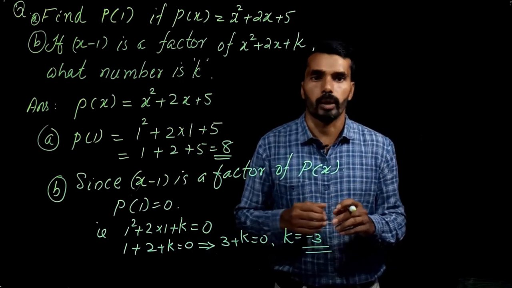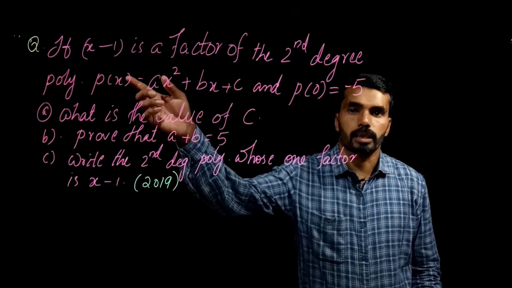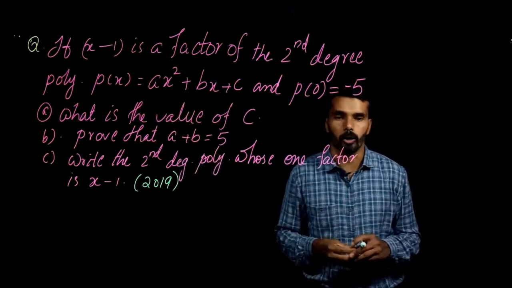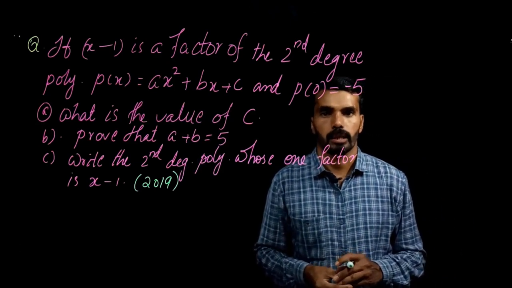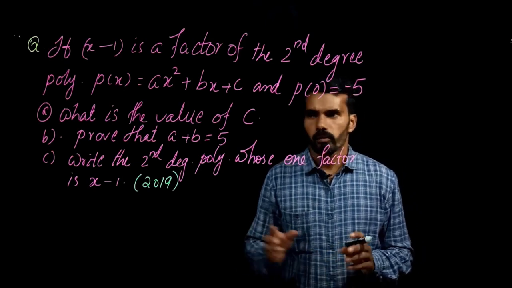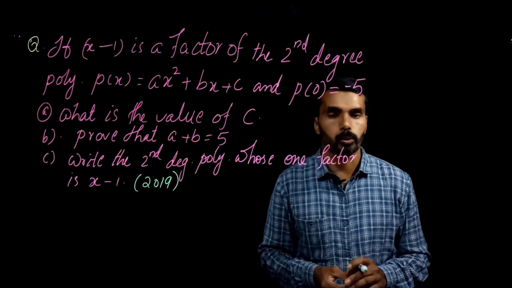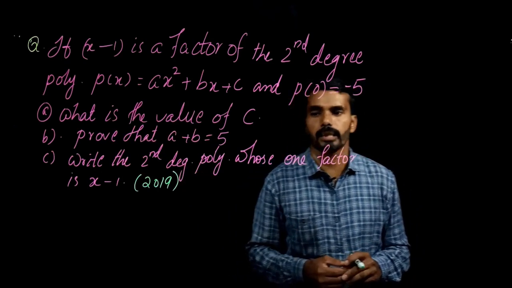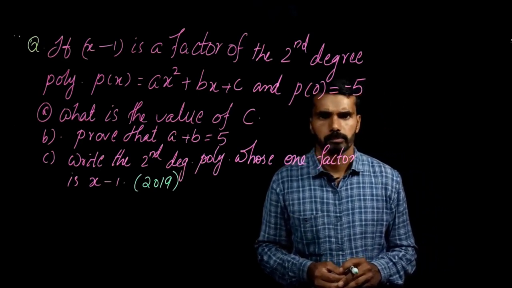ഓക്കെ, now let us go to second question. Here the question, if x minus 1 is a factor of the second degree polynomial p of x is equal to ax square plus bx plus c and p of 0 is equal to minus 5, then first question, what is the value of c? Second question, prove that a plus b is equal to 5. Third question, write the second degree polynomial whose one factor is x minus 1.